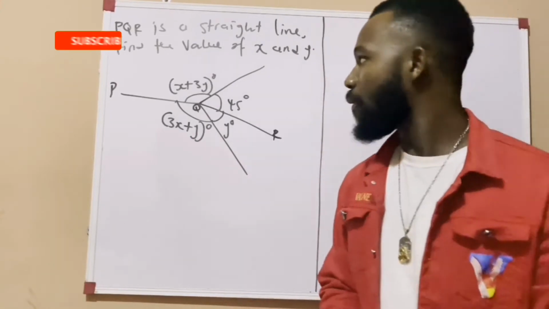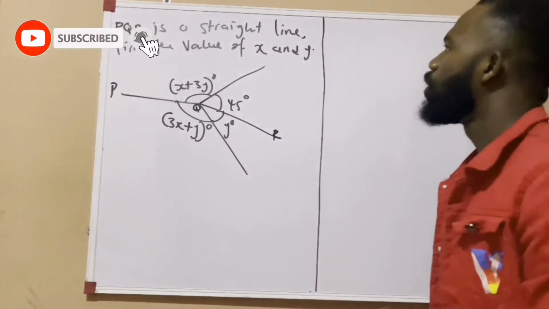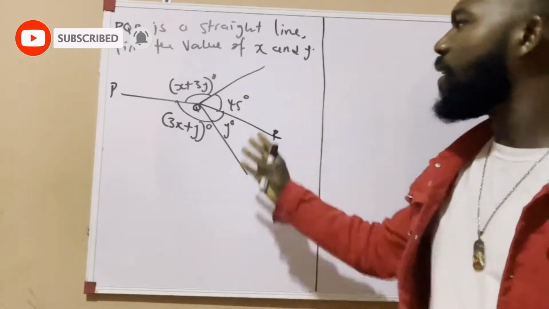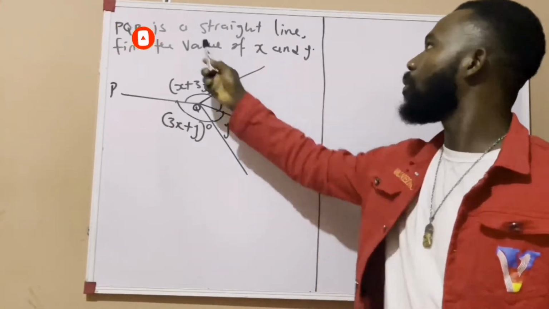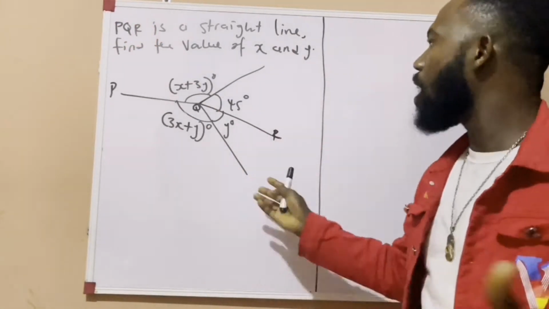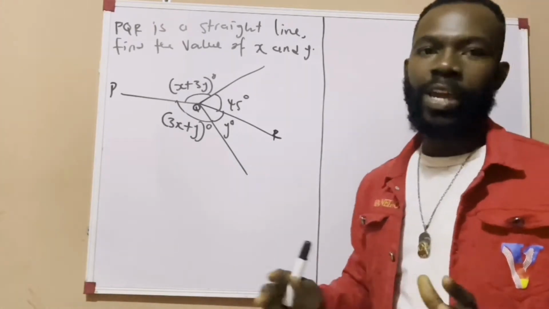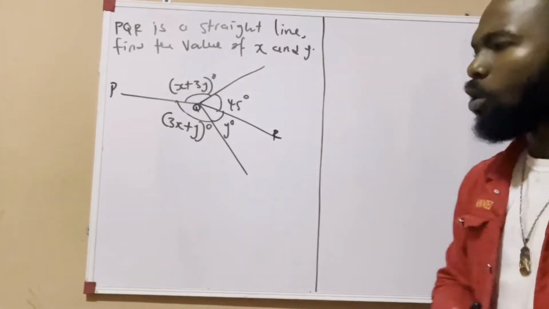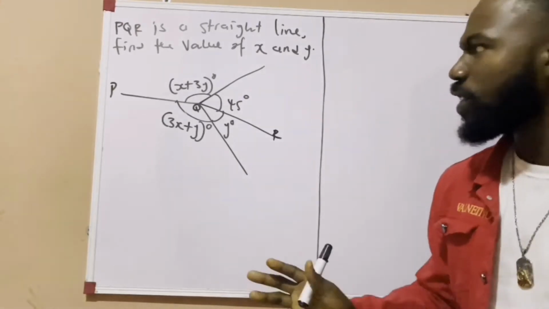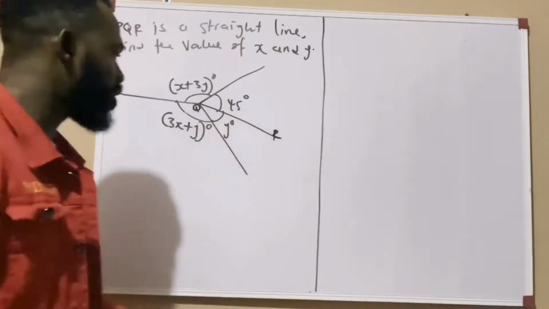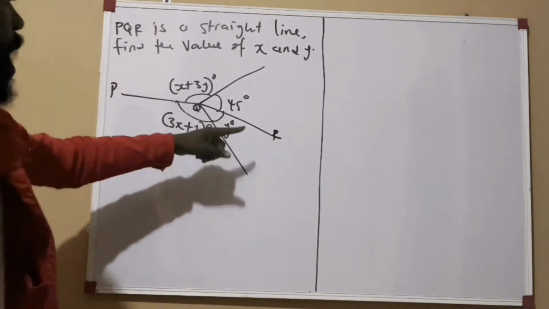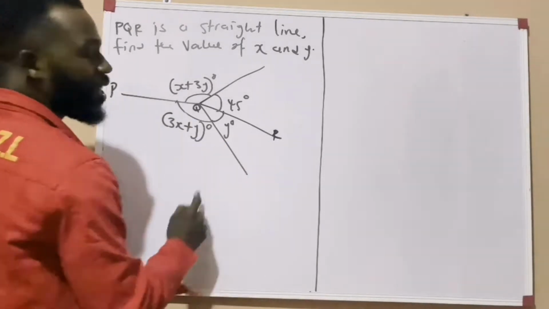It is your presenter, Jeff Nino, and today we have on the board solving for x and y given that PQR is a straight line. Now, how can we solve for the values of x and y? This is how we can go about this question. First of all, as we were told in the question, PQR is a straight line.